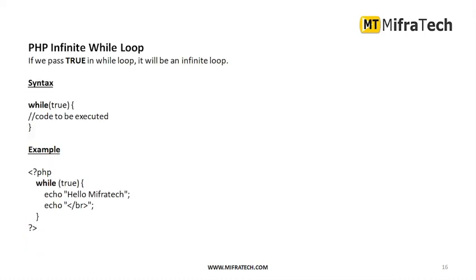PHP infinite while loop. If we pass true in a while loop, it will be an infinite loop. When we do not give any condition that becomes false, it will never end. It will go on looping, it will go on iterating, one by one. Syntax: while true, code to be executed.